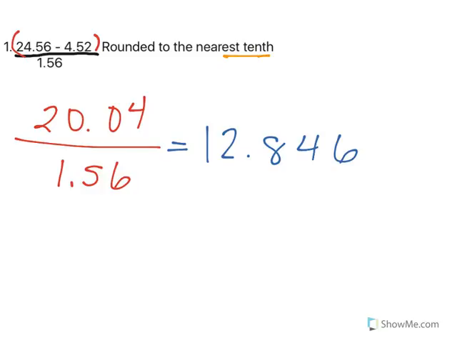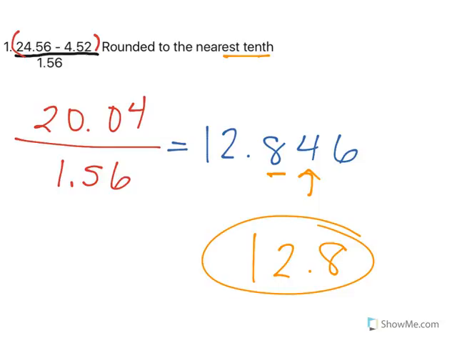The fraction bar means division, so when I divide, I get 12.846. And this is rounded to the nearest tenth. Well, 8 is in the tenth spot, so we look at 4. 4 rounds down, so my answer is 12.8.